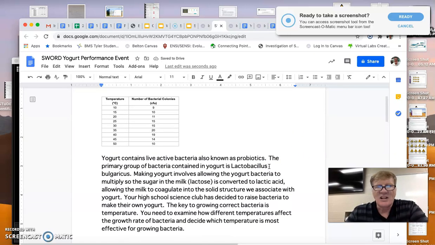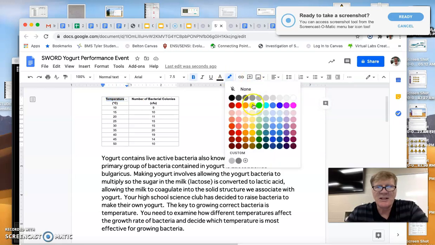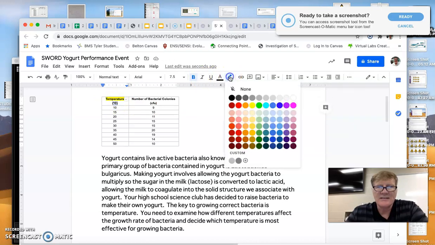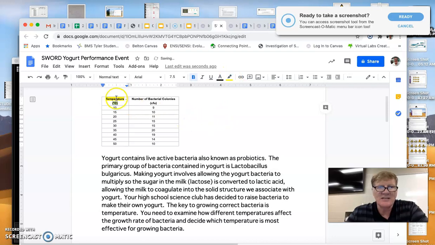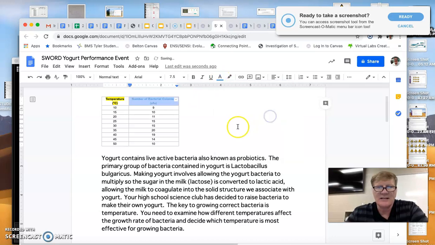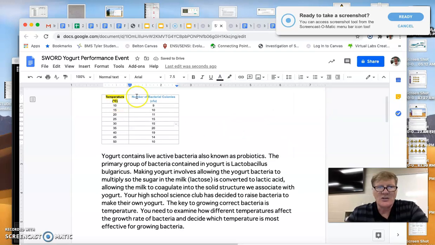Then I'm going to read this data table and the prompt very carefully. Starting off, I noticed that I have temperature, which I'm going to highlight as yellow, and that is my independent variable. I should know that just because it's in the left-hand column of the data table. Then I have number of bacteria colonies, CFU. That is my dependent variable. I'm going to highlight that in a light blue. And so those are my variables throughout.